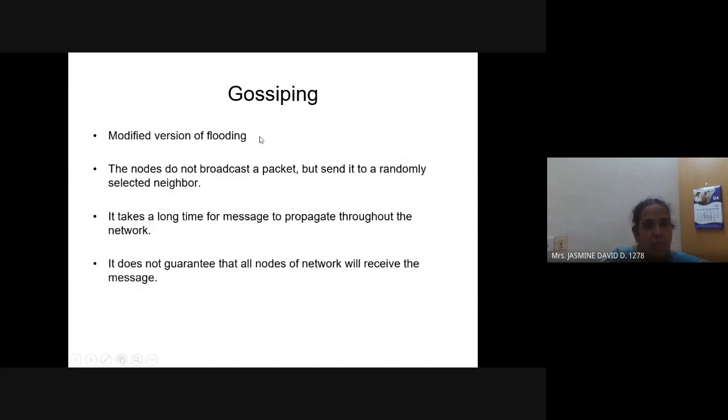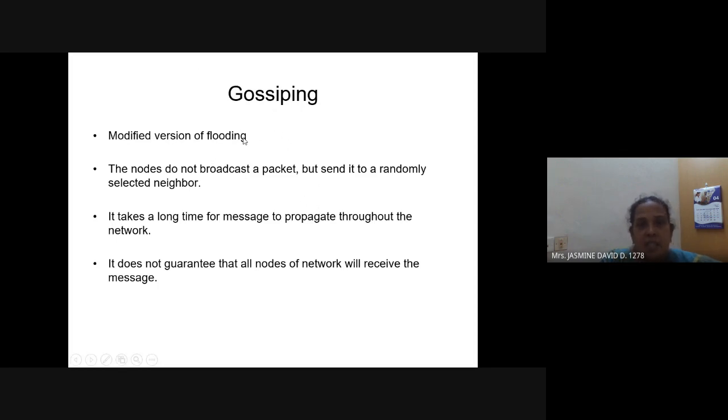Next is gossiping. Gossiping is nothing but a modified version of flooding. The nodes do not broadcast a packet, but send it to a randomly selected neighbor. That is, it will not broadcast, in the sense that all the nodes will not receive the information. Randomly, some nodes will be selected and it will send the packets there. Another drawback of gossiping is that it takes a long time for the message to propagate throughout the network, and it will not guarantee that all nodes of the network will receive the message. So this is called gossiping.